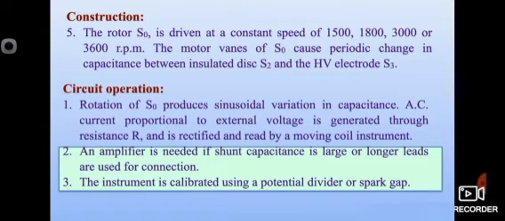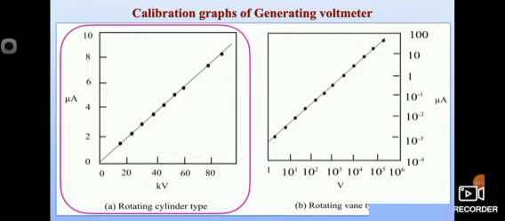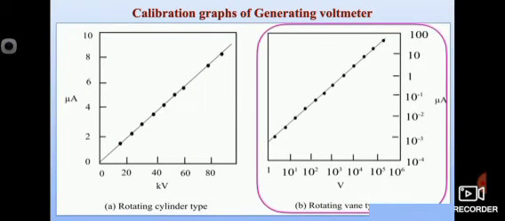The instrument is calibrated using a potential divider or spark gap. Since we are going to measure the value of voltage, we have to calibrate using a potential divider or a spark gap. The figure shows the calibration graphs of the generating voltmeter for 2 types. The first one is the rotating cylinder type; the graph is between kilovolt and microampere and shows the calibration value of voltage. The second one is the rotating vane type, with a graph between voltage and microampere. So these are the calibration graphs for the generating voltmeter.